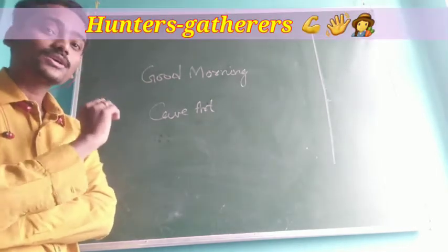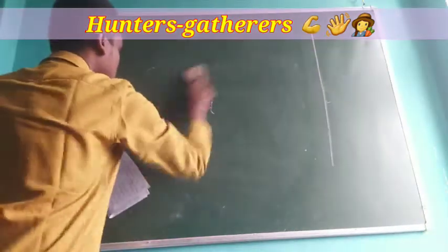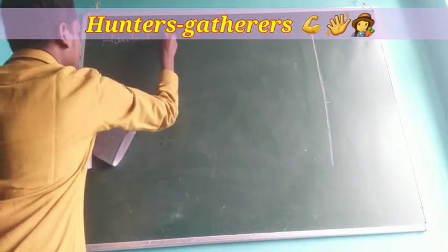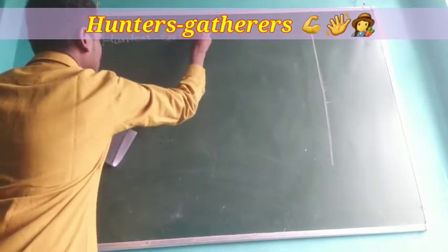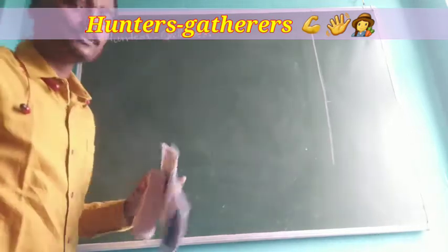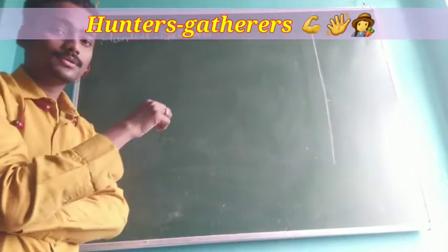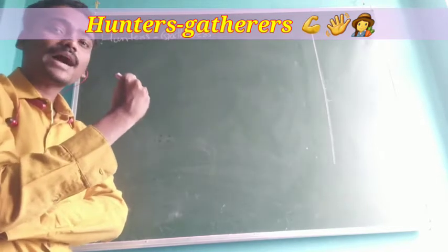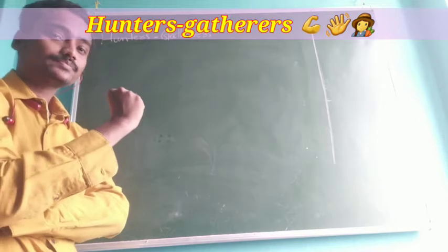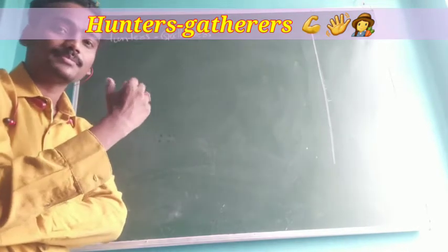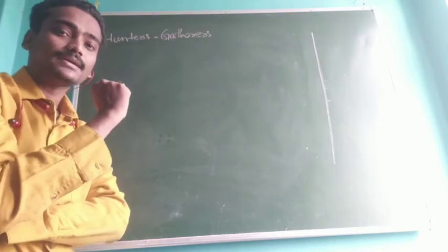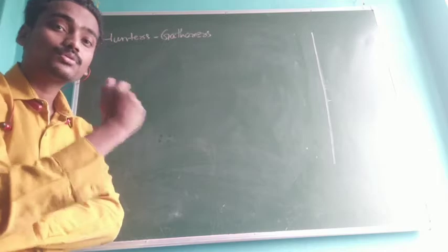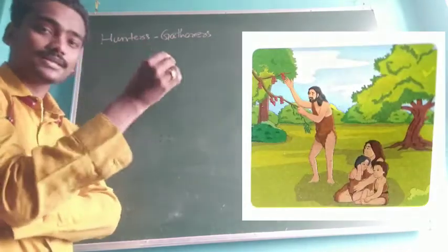Our first concept is hunters and gatherers. The name itself is quite self-explanatory. Hunting means hunting an animal, and gathering means gathering something. We know that millions of years ago their technology was not so advanced, so initially they could not farm on their land. They also could not grow food for themselves. So how did they get their food? They got their food from collecting berries or gathering something.